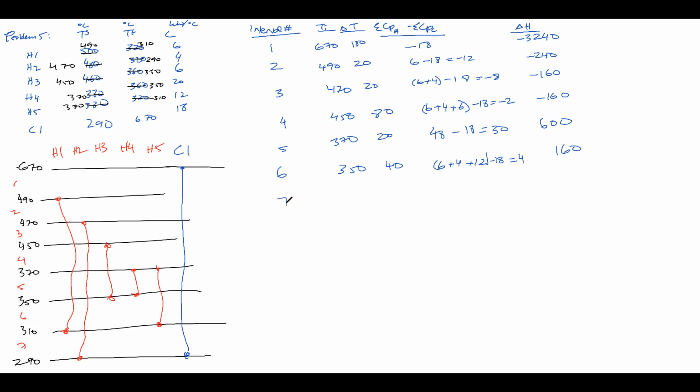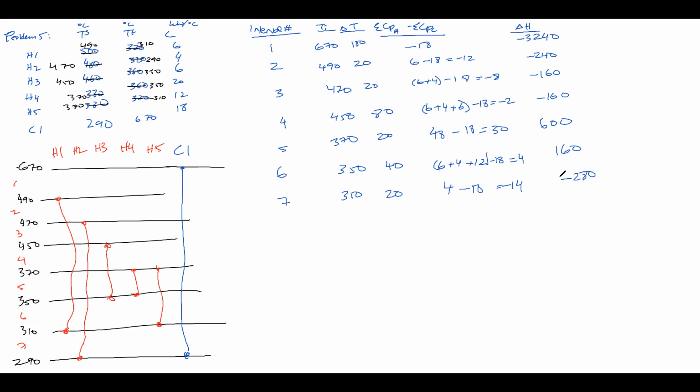And then finally, the last interval, interval 7, starts at 310, ends at 290, so delta T is 20. My H2 in this case is 4, and my C1 is minus 18, so 4 minus 18 is minus 14, and minus 14 by 20 is minus 280.